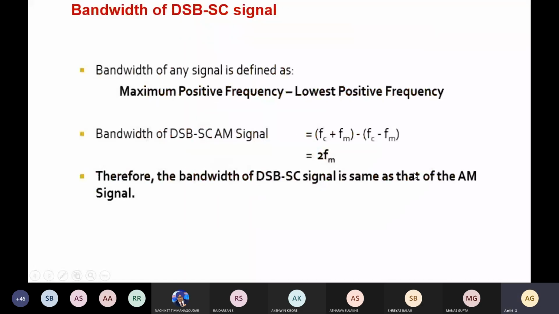So the bandwidth we are going to calculate using the upper and the lower sideband, which is the maximum positive frequency minus the lowest positive frequency. So we have the bandwidth Fc plus Fm minus (Fc minus Fm). So it is again twice of Fm. So the bandwidth of DSBSC is the same as that of the AM signal.